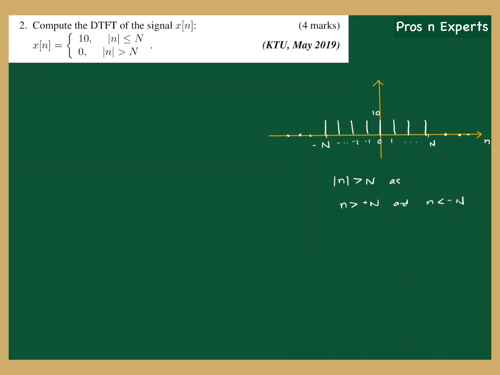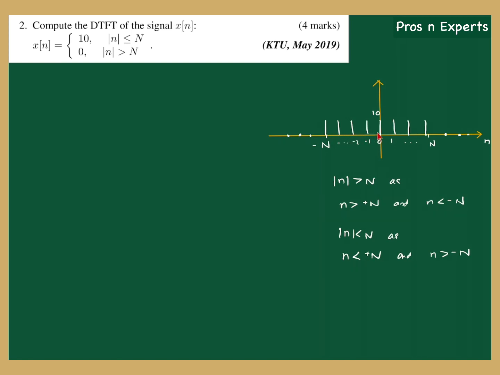So 0 for all n less than minus N. That means this portion. And 10 for mod n less than N. Right? Mod n less than N, I can write as n less than plus N and n greater than minus N. So what is n greater than minus N? This is the point, n greater than minus N.